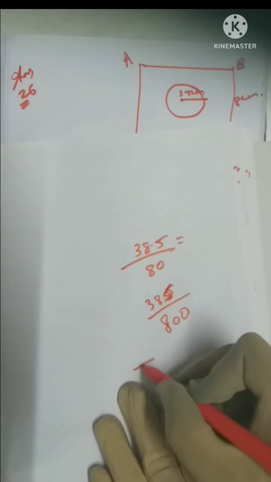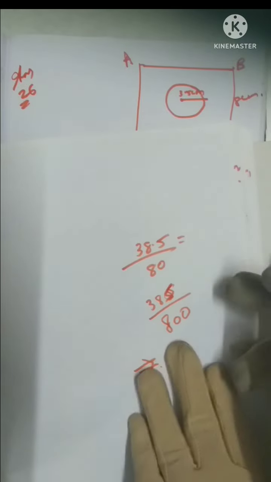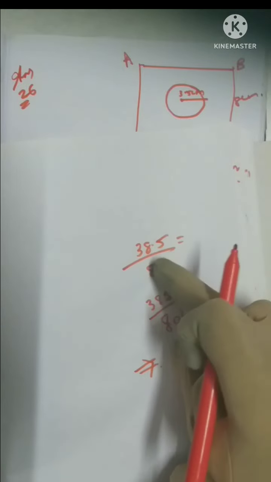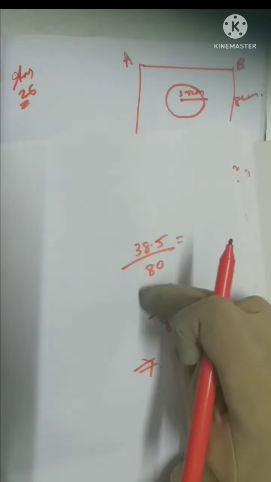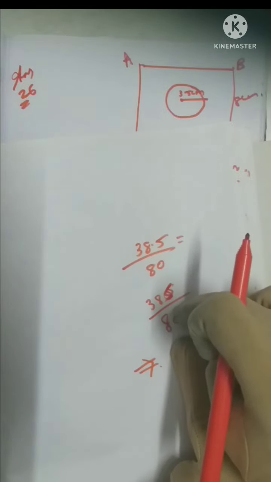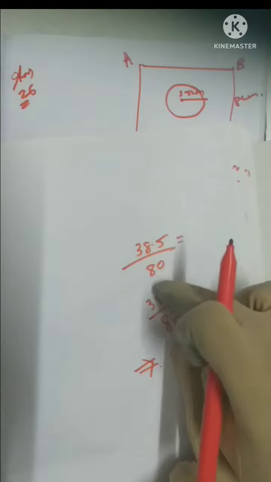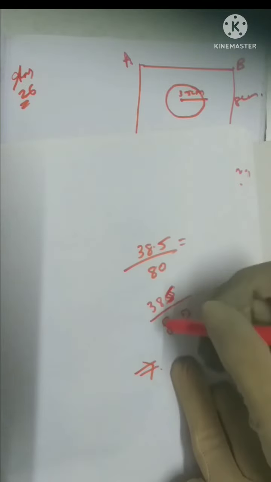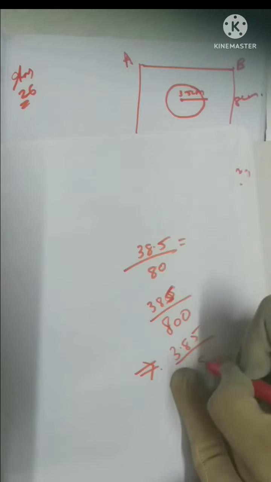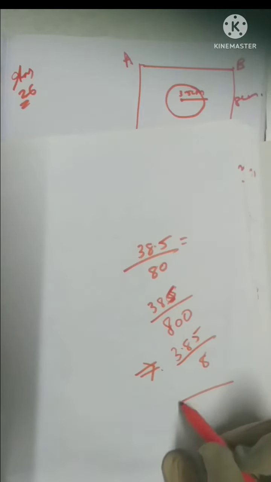Okay. Or how can you write this? I'll tell you an easy method. Here we have 2 zeros now. Send these 2 zeros to the numerator. How to send 2 zeros to the numerator? You have to shift the decimal place to the left side by 2 places. Whenever zeros are there in denominator, you have to shift to the left side by that many places. So here 2 zeros means 1, 2. So it becomes 3.85 by 8. Now divide this 3.85 by 8.